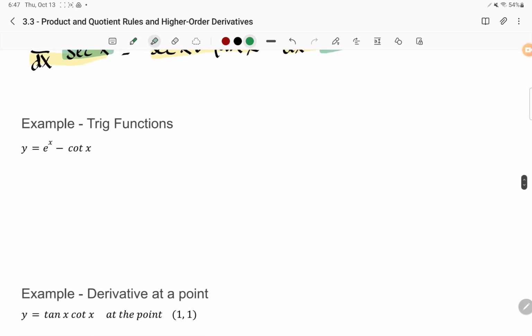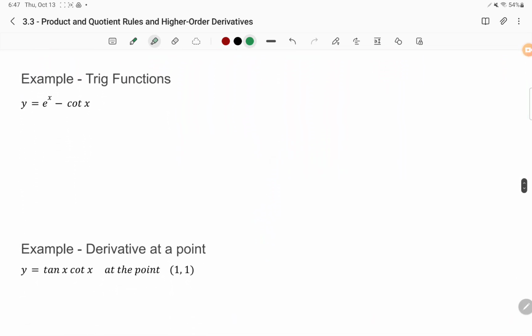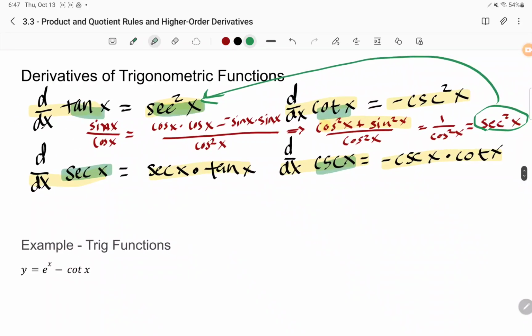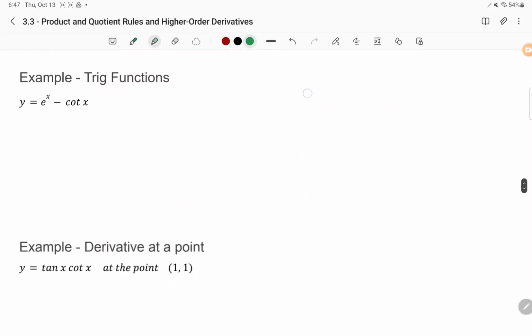Now, go ahead and try this one. Finding the derivative of this particular trig function, you can use this identity up here. The derivative of cotangent is negative cosecant squared, and then simplify as far as you can go. Pause the video, try this one, and then also try the next one down here, the derivative at a point. Try that one as well, and then come back to the video.